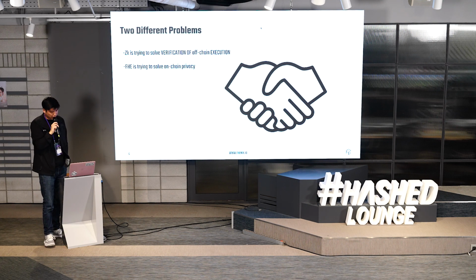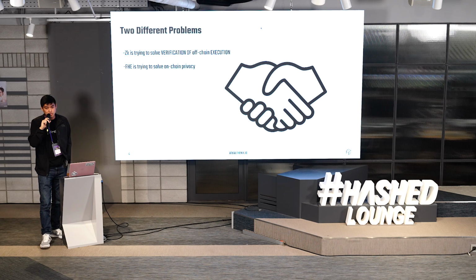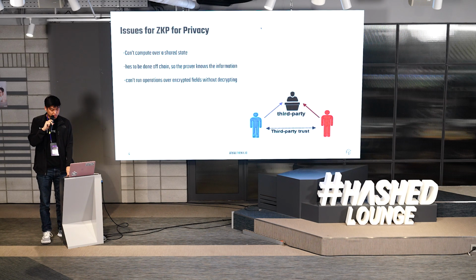But anyways, ZK and FHE are kind of solving two different problems when it comes to on-chain privacy. ZK is trying to solve the verification of off-chain execution and then verify that on-chain, while FHE is trying to solve on-chain encrypted state privacy, but doing it on-chain. And so I think that both of these technologies together would be ideal to use.